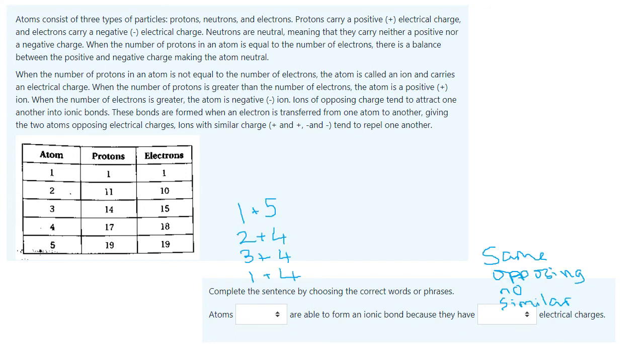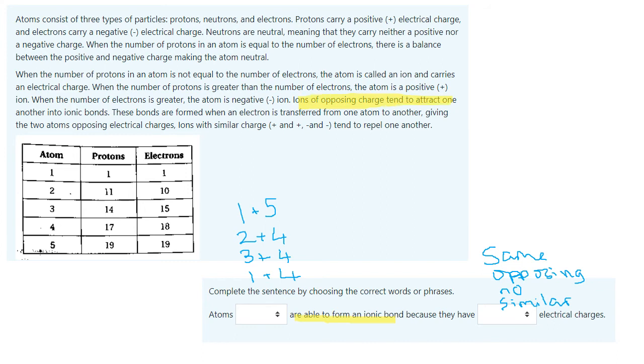Again, I've put the options above for you. So complete the sentence. Atoms, we've got to choose 2 atoms, are able to form an ionic bond. So which ones can form ionic bonds? Well, those that have opposite charges. So when one is positive and one is negative, they can attract each other. Okay, opposing charges can attract each other.